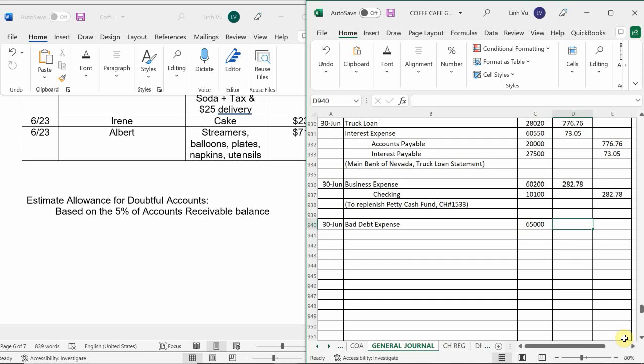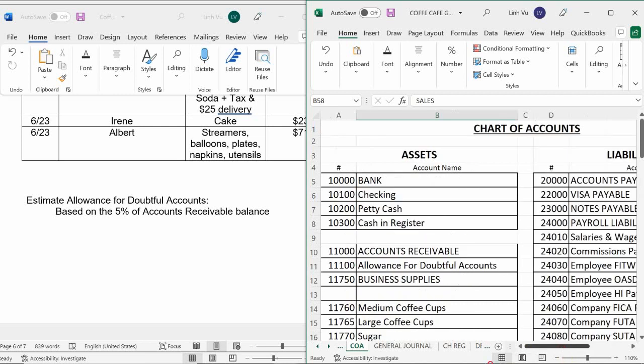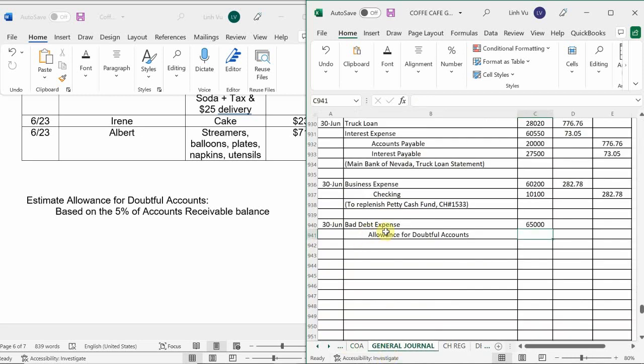But what happens when my accounts receivable becomes uncollectible? It becomes a part of the allowance for doubtful accounts, correct? It becomes potential bad debt. So in this case, the allowance for doubtful accounts, in the chart of accounts, is a contra account to an asset. So in this case, 11,100. It's a contra account to my accounts receivable.